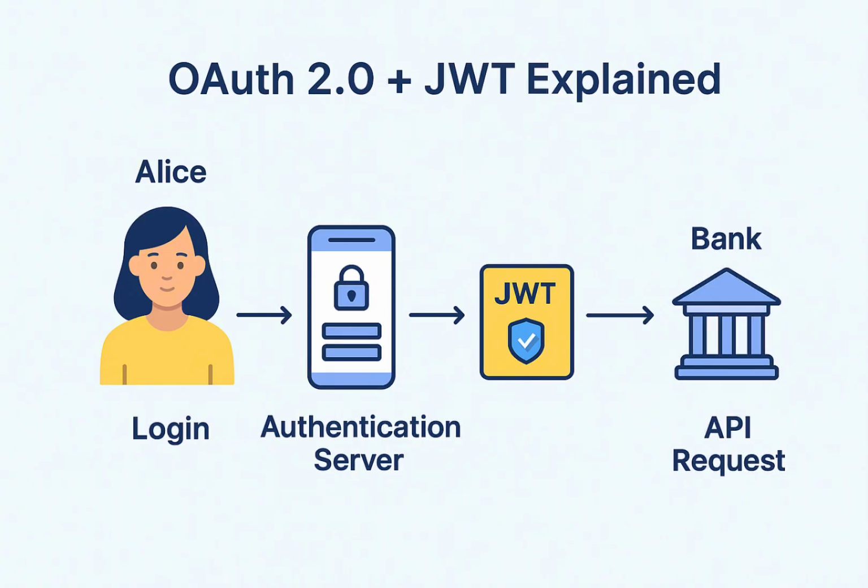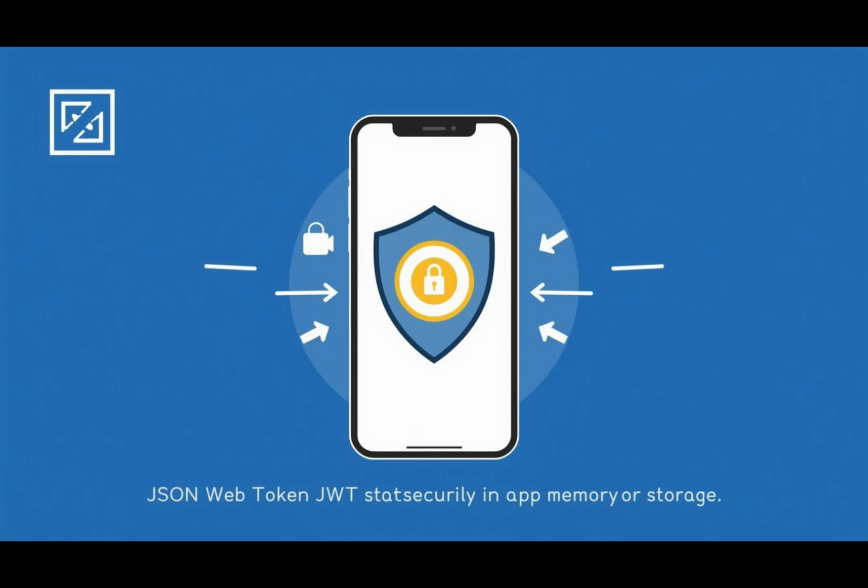Now, this JWT is like a digital ID card. Inside it, you'll usually find Alice's user ID, when the token will expire, and what roles or permissions Alice has. The cool part? Once this token is issued, Alice doesn't need to send her password again. The JWT is proof of her identity, just like showing an ID badge instead of repeating your full identity every time. Once Alice receives her JWT, the app stores it securely, either in memory or in a protected storage area.